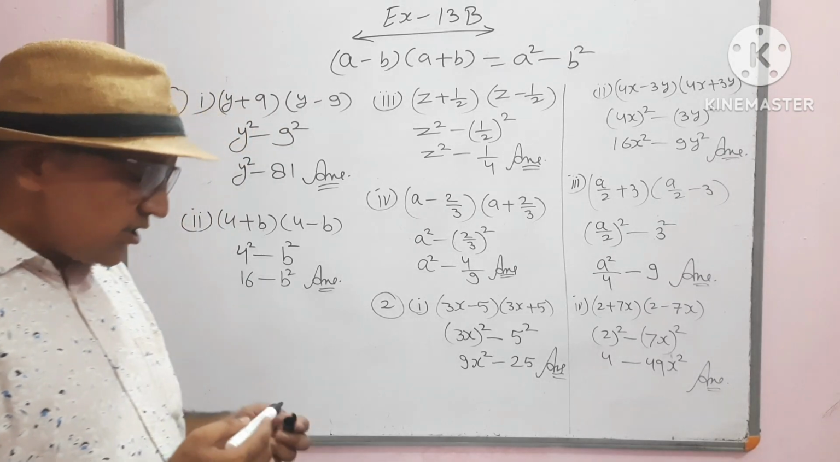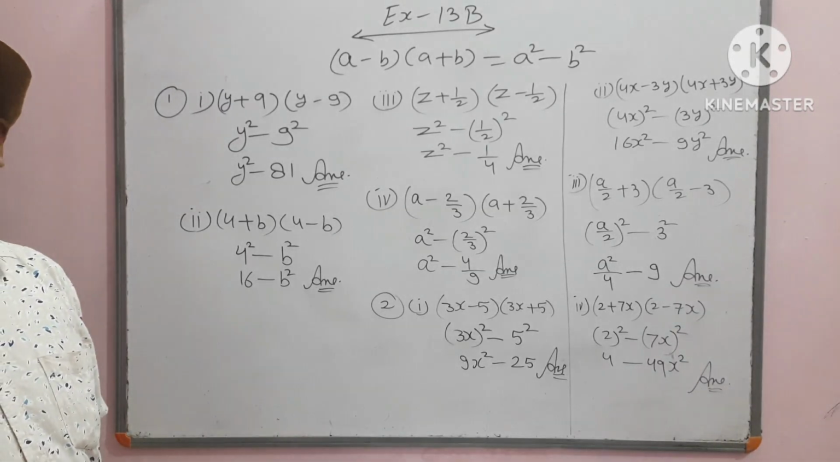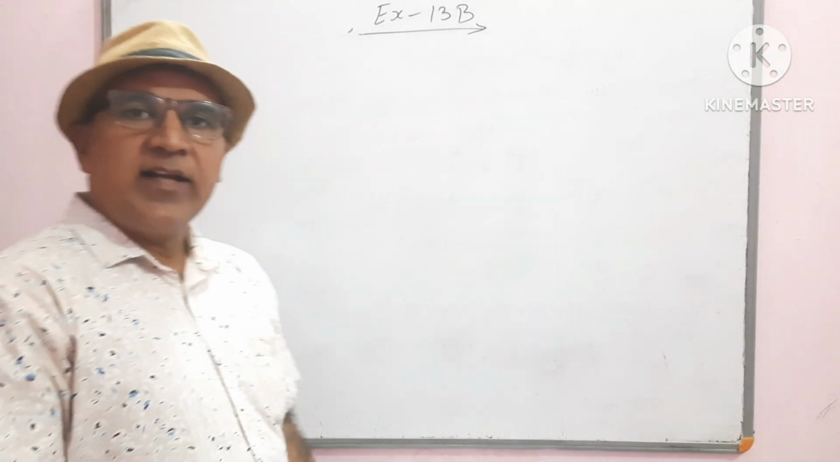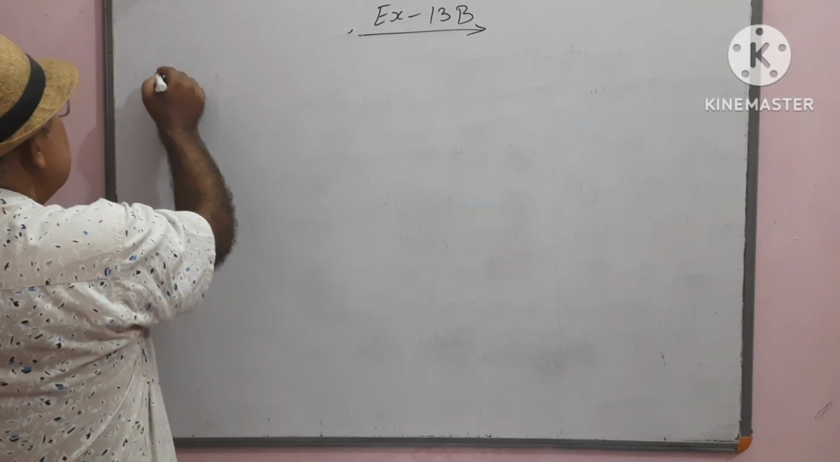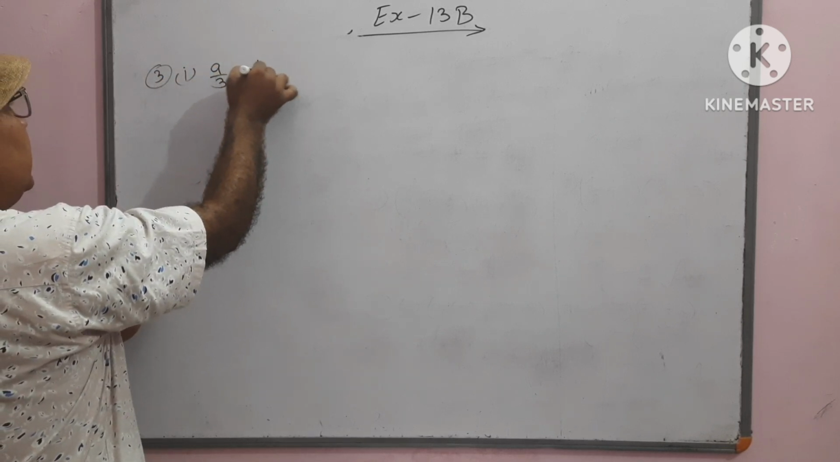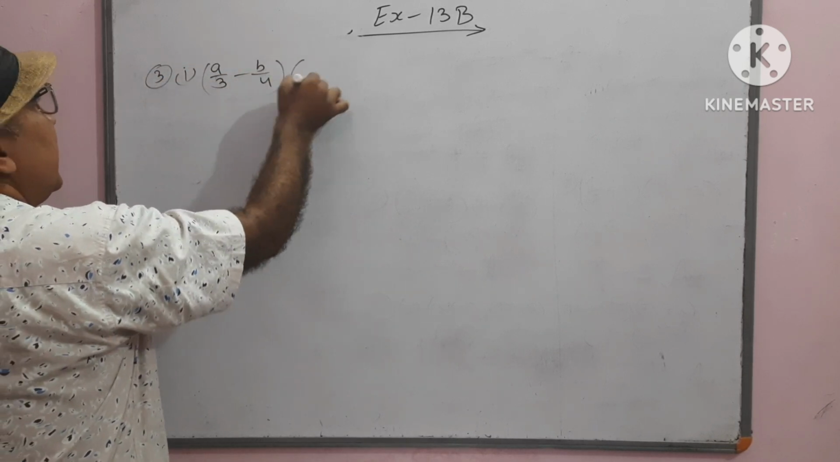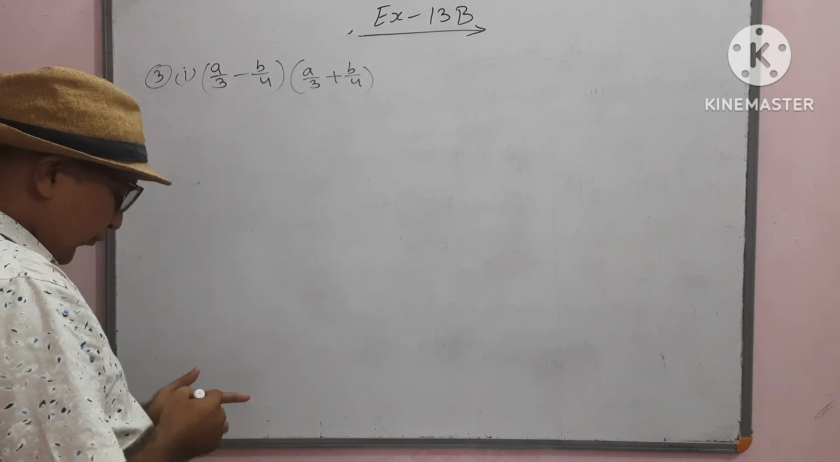Okay, please watch it carefully and either note it down, otherwise solve it by yourself. Now we are going to solve question number 3. The question number 3 is a by 3 minus b by 4 into a by 3 plus b by 4.